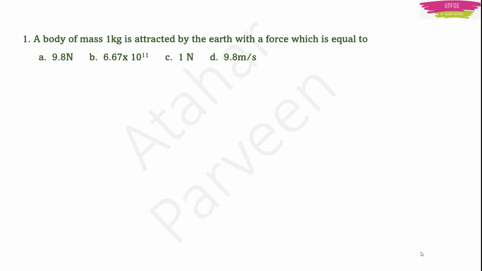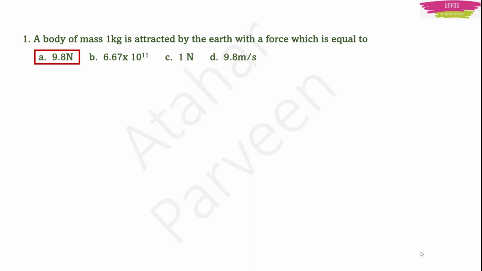So the first question is, a body of mass 1 kg is attracted by the earth with a force which is equal to, 4 options are given. See, we know Newton's law of gravitation now. According to Newton's law of gravitation, we know that the force will be equal to 9.8 newtons. If mass is 1 kg, it means force will be 9.8 newtons. Don't even see the other options.